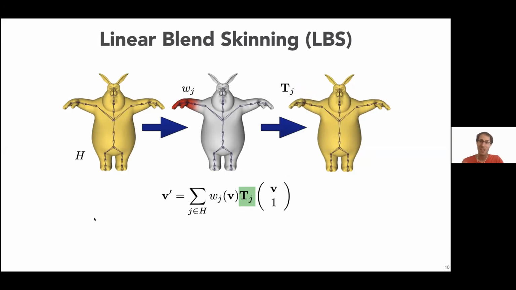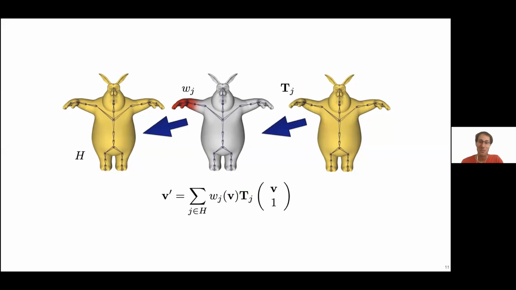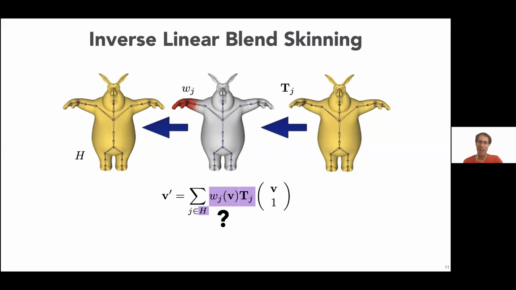Now, in this talk, what we are going to do is flip the arrow around. So the idea is, if we observe motion, can we figure out what the weights and what the handles should be, and what the transformation matrices? So we're given a moving mesh, and we don't know any of these other terms, and it's an underdetermined problem.